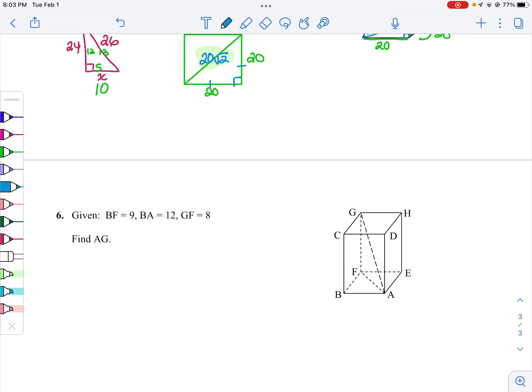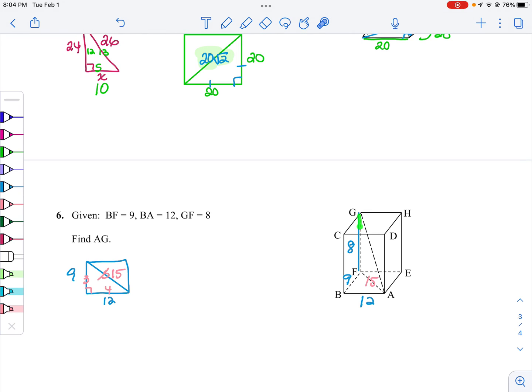Last question. Segment BF has a length of 9. Segment BA has a length of 12. And segment GF in the back there has a length of 8. This kind of goes back to one of the first problems that we did together. I have this base, it's a rectangle. 9, 12, and then we have this diagonal. 9, 12, you guys, divide by 3. 3, 4, 5. But I don't want just 5. 5 times 3 is 15. So my diagonal FA is 15.